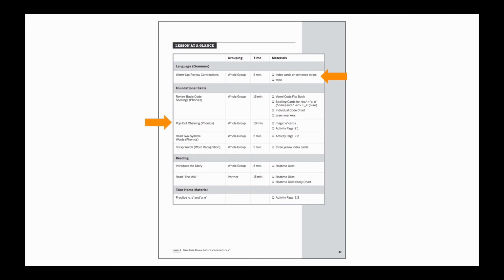Pop-out chaining is also another great way to take some informal notes to see how students are responding during whole group instruction. Tricky words are also reviewed during this lesson. This is a whole group component of the lesson, but once again, you could take some anecdotal notes on how you see students are responding, and if you notice students are struggling, that could be a focus for small group instruction.